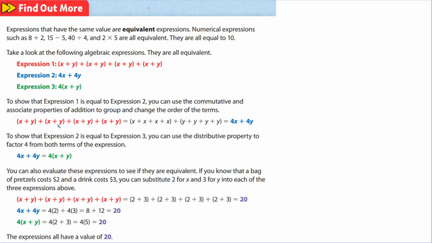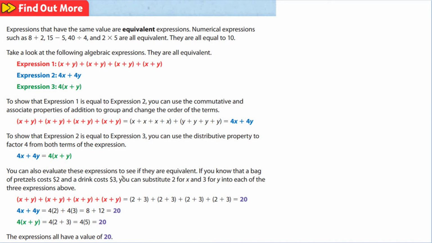Okay, x plus y plus x plus y plus x plus y plus x plus y equals x plus x plus x plus x, because these are all like terms, plus y plus y plus y plus y, these are all like terms, and then you get 4x plus 4y. To show that expression 2 is equal to expression 3, you can use the distributive property to factor 4 from both terms of the expression. Remember, we talked about that last time. 4 is on both terms, so you can take that out, and then you got x plus y times 4. Remember, 4 times x and then 4 times y will give us 4x plus 4y.